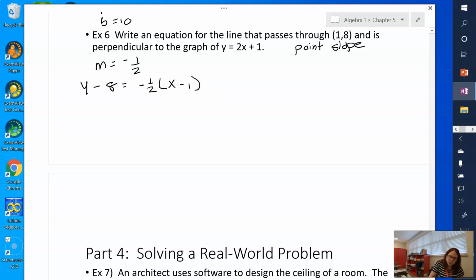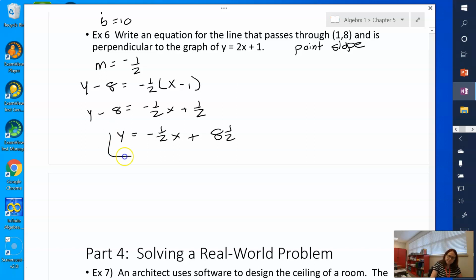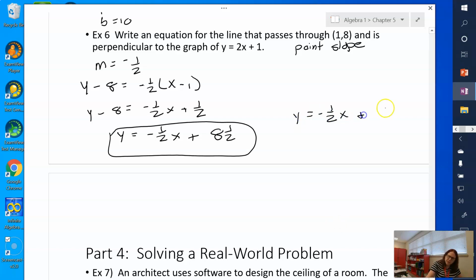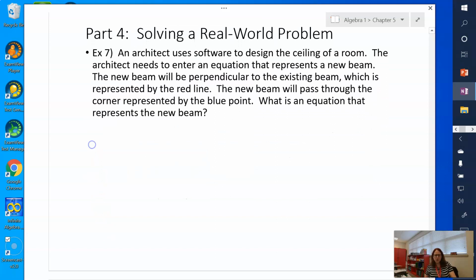I'm going to go ahead and distribute my negative 1/2, negative 1/2 x plus 1/2 equals y minus 8. And now just add 8 to both sides. y equals negative 1/2 x plus 8.5. Done. I'd also be fine if you wanted to switch the 8 into 16 over 2 and then add it. And if you do that, you would get y equals negative 1/2 x plus 17 over 2. That's fine as well. Last one is a real world problem.